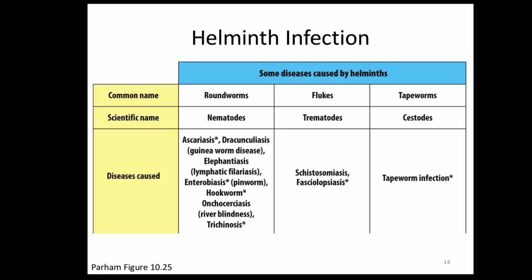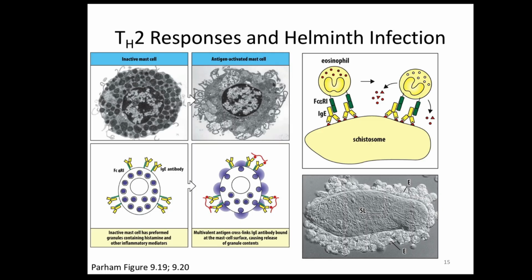And helminths are pretty big, and they are best combated by a Th2 response. And so, in fact, it seems as though a big reason why Th2 responses evolved was to deal with things like helminth infection. And so you can see a mast cell that might be turned on during a Th2 response. That mast cell is full of granules, and that mast cell will secrete its granules. You can see it lost them all.